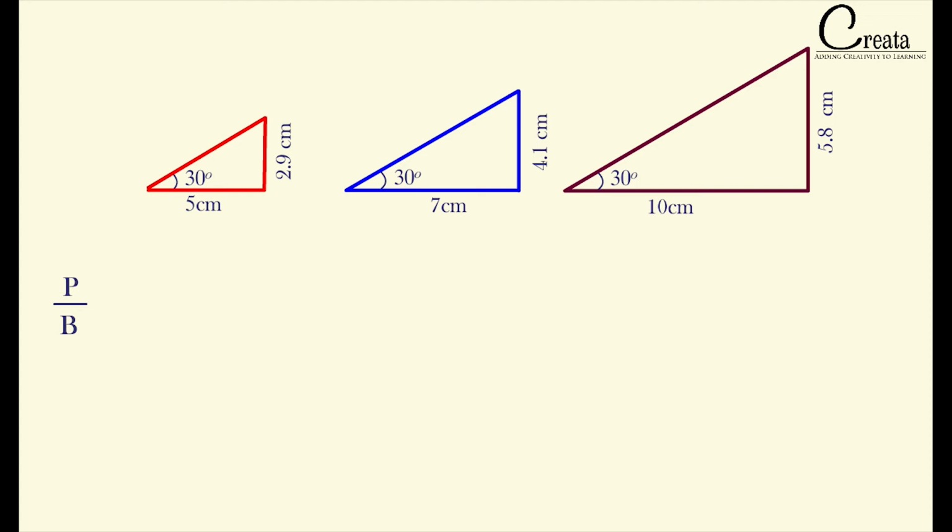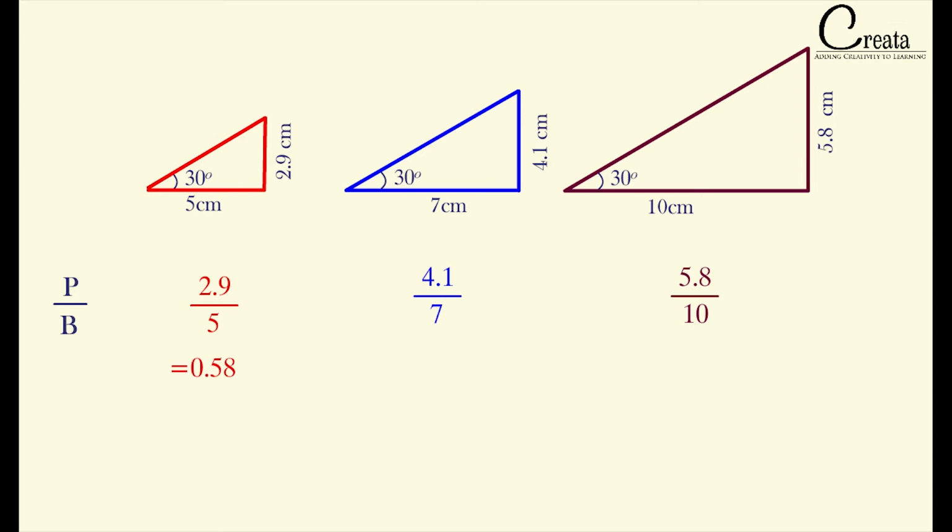For the first triangle, the ratio will be 2.9 over 5. For the second triangle, it will be 4.1 over 7. And for the third, it will be 5.8 by 10. Let's solve. You can use the calculator. For the first triangle, it comes out to be 0.58.